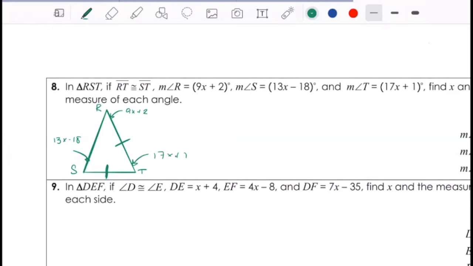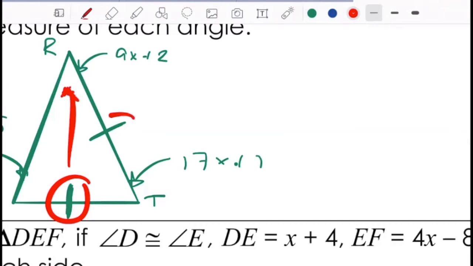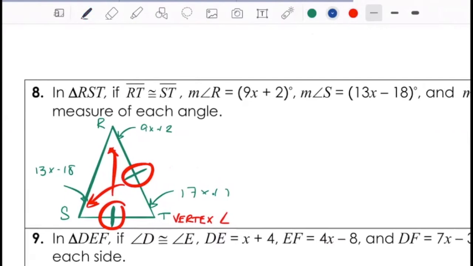So we can do the triangle sum theorem if we want and just add them all together and set them equal to 180. That is a tactic you can use, but because we're talking about isosceles triangles, I'm going to focus on those rules. So here's my congruent sides. R is opposite that one, and S is opposite that, which makes T my vertex angle. Remember, guys, not all pictures are drawn to scale. We can't assume anything on looks.